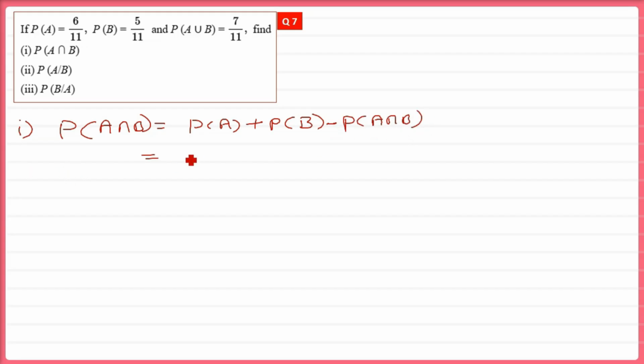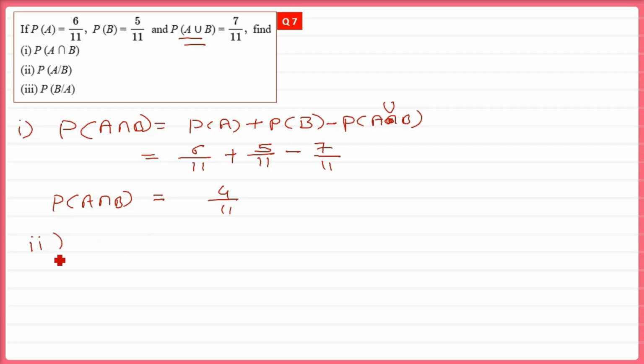I'll just change it. P(A) is already given to us, 6 by 11. P(B) is also known, which is 5 by 11. Then we have P(A union B), which is actually 7 by 11 given in the question. So 6 plus 5 is 11, 11 minus 7 is 4, 4 by 11 has come. So P(A intersection B) is equal to 4 by 11, which is the first one which we were expecting.